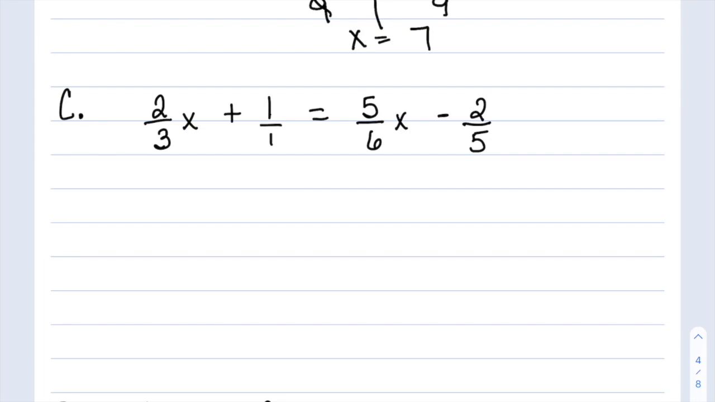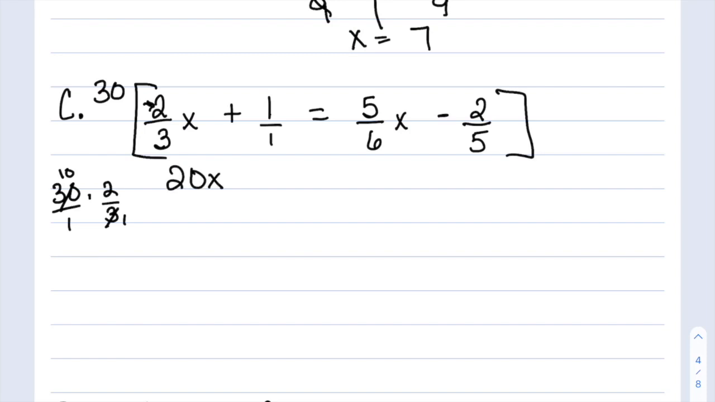So if we have 5, 6, and 3, my lowest common number would be 30. So I'm going to put brackets and 30. Well, 3 goes into 30 10 times. 10 times 2, because this is all I'm doing, I'm saying 30 times 2/3. You can think about it this way, but I'm cross-reducing. I'm saying this can be cross-reduced into this, and then multiply straight across. That's exactly what I'm doing. So 3 and 30 goes 10. 10 times 2 is 20x.